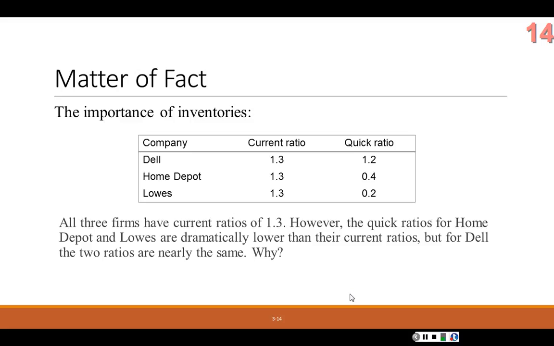So if they had a whole bunch of processors in their warehouse, by the time they were actually able to use them, they probably wouldn't be worth nearly as much as what they had written them down as. Home Depot and Lowe's are in a different category. They have humongous stores with tons of inventory, things such as lumber and siding, things that aren't going to lose a lot of value. So it makes sense that their quick ratio is significantly lower than their current ratio because they are holding large amounts of inventory.